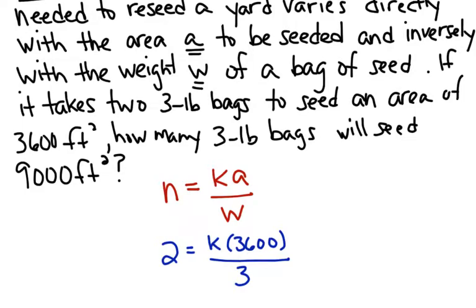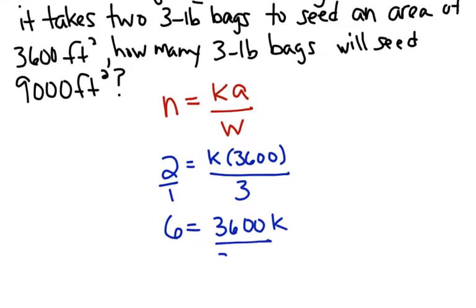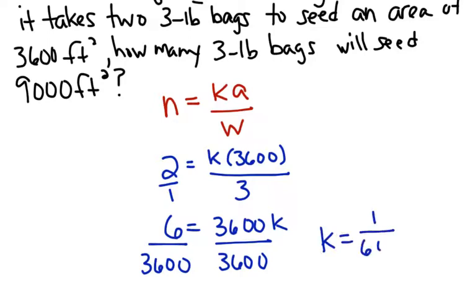Now I can solve this for K. In order to solve it for K, it's really just a proportion. So I'm going to multiply 2 times 3, and then I'm just going to rewrite that as 3,600 K. And then I would divide by 3,600. And I'm going to find out that K is equal to 1 over 600. So now I know the equation is N equals, we would write 1 over 600, and then it's A over W.